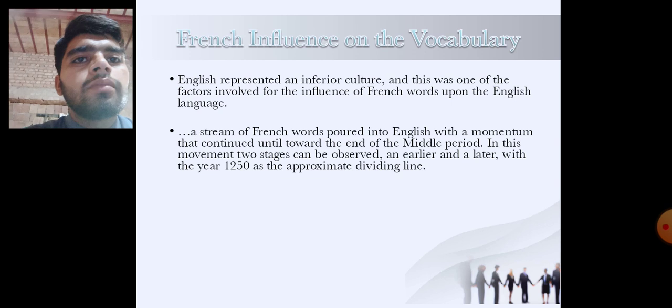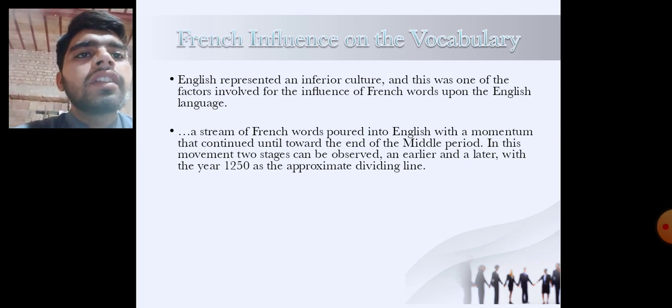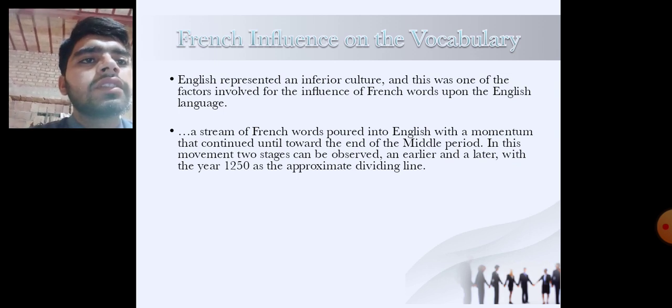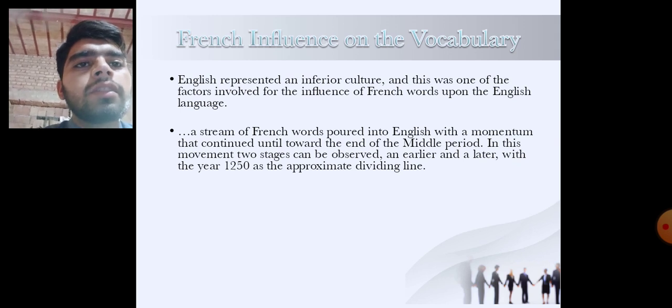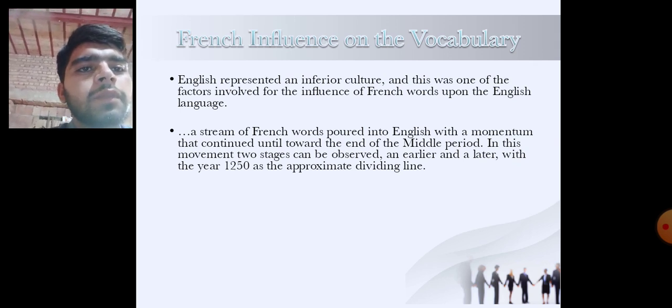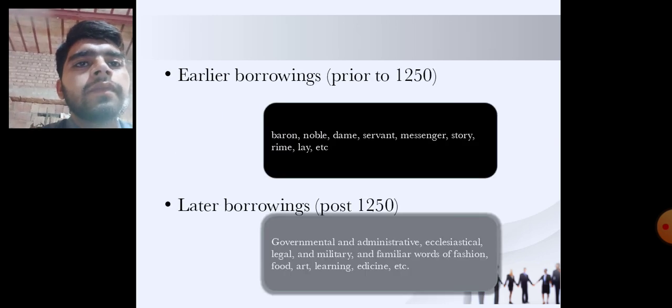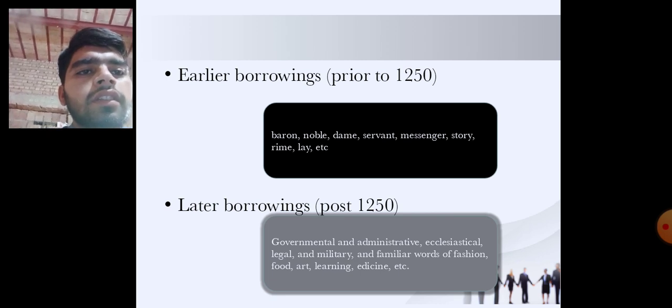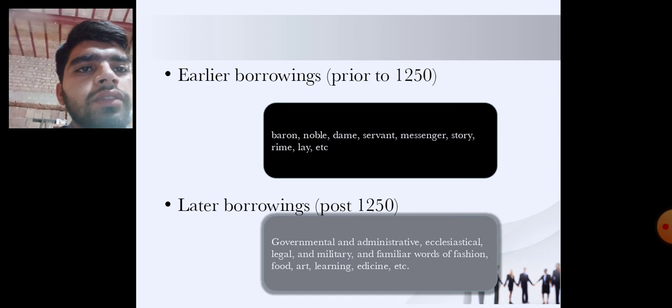French influence on vocabulary. English represented an inferior culture, and this was one of the factors involved in the influence of French words upon the English language. A stream of French words flowed into English with a momentum that continued until toward the end of the Middle English period. In this movement, two stages can be observed, an earlier and a later, with the year 1250 as the approximate dividing line. Earlier borrowings were prior to 1250, later borrowings post 1250, as shown in the graph.